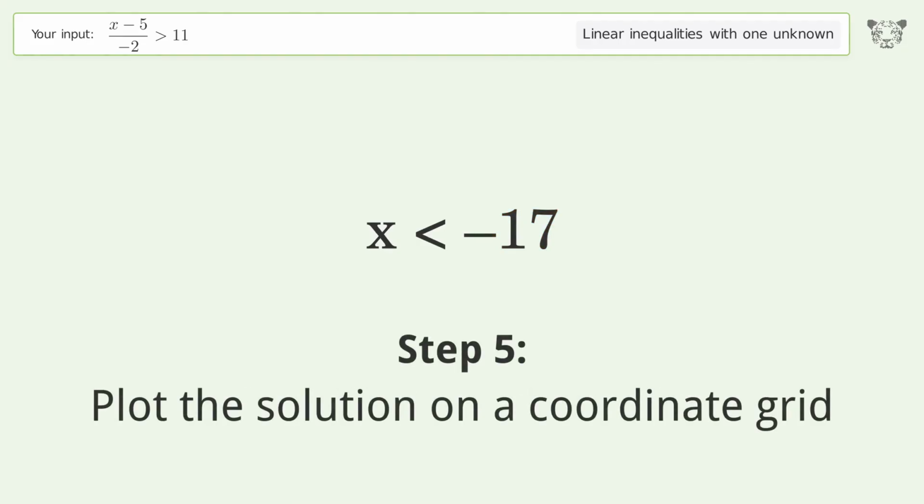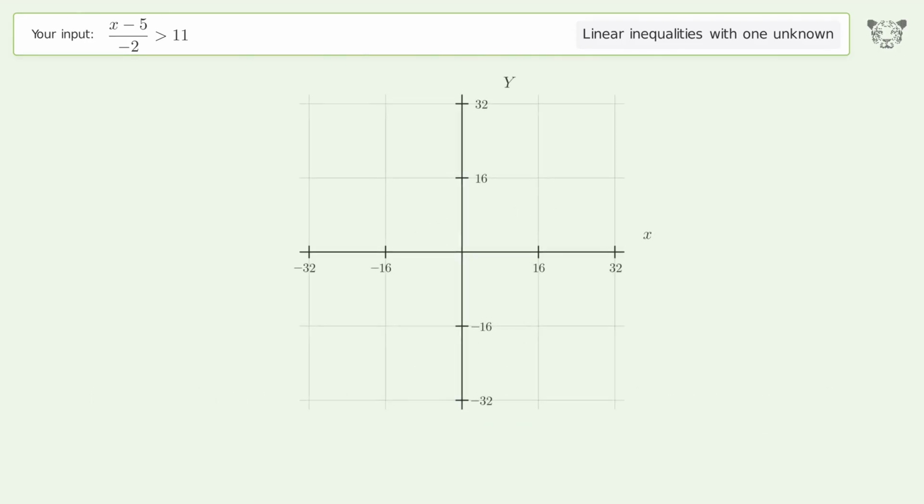Plot the solution on a coordinate grid. And so the final result is x smaller than -17.